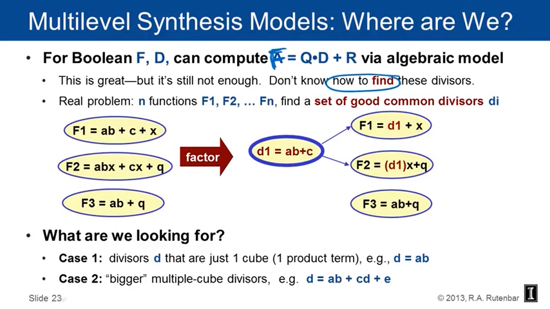And what we're really going to be looking for here are two kinds of divisors. We're going to be looking at divisors that are a single cube, like d equals ab. And we're going to be looking at divisors that are multiple cube divisors, things like d equals ab plus cd plus e. So let's go look at how we do that.